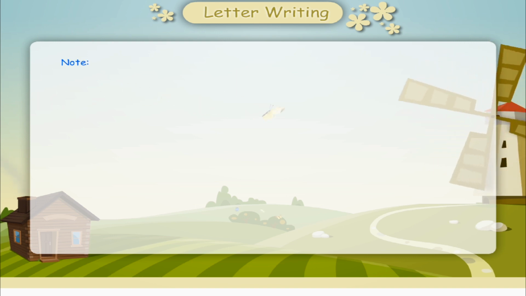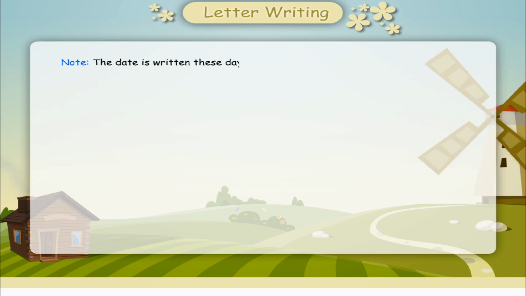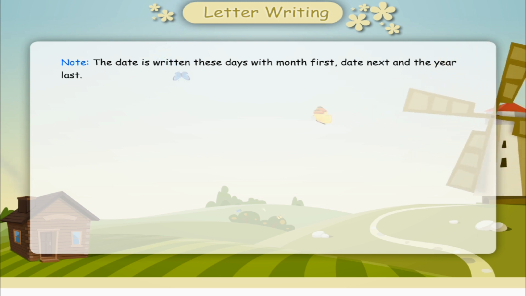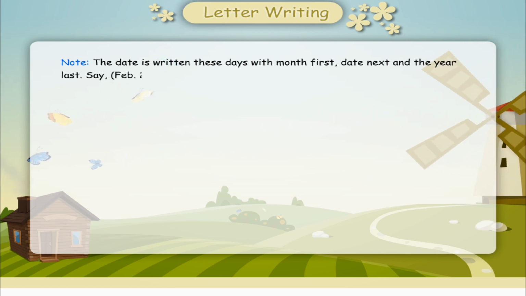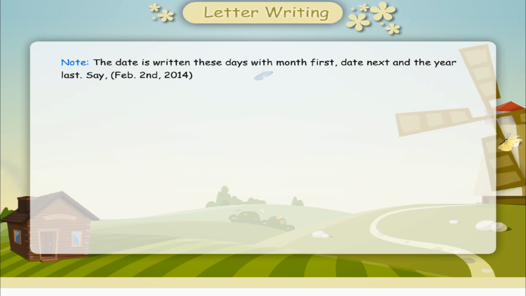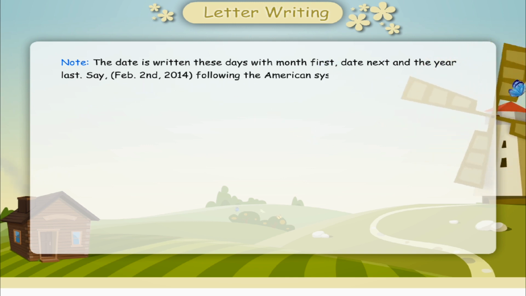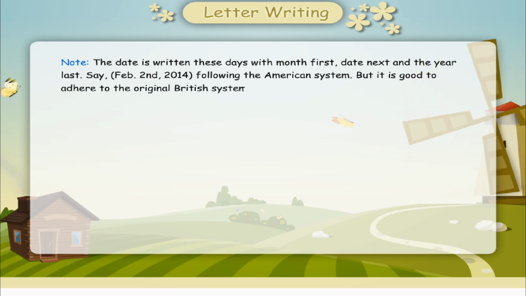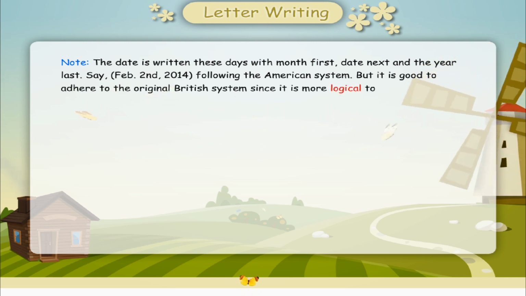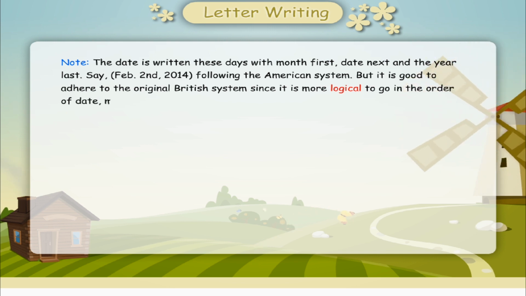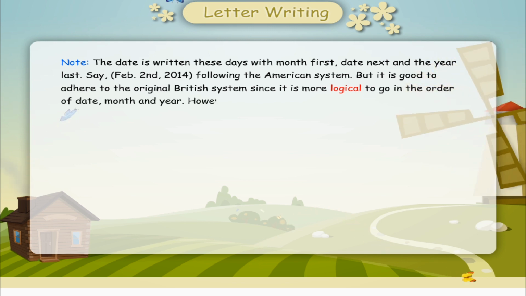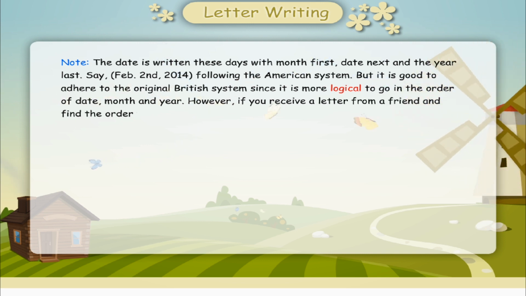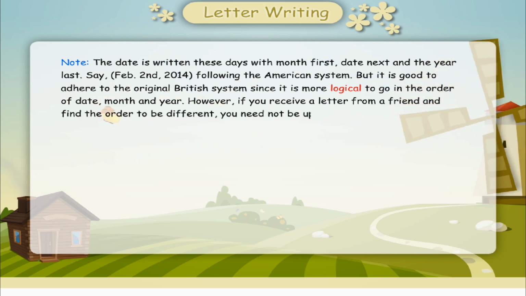Note: the date is written these days with month first, date next, and the year last. Say, February 2nd, 2014, following the American system. But it is good to adhere to the original British system, since it is more logical to go in the order of date, month, and year. However, if you receive a letter from a friend and find the order to be different, you need not be upset.